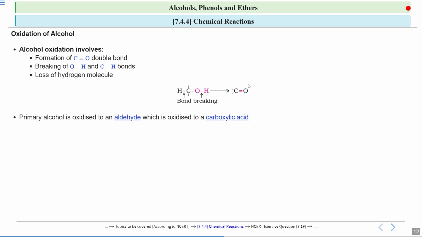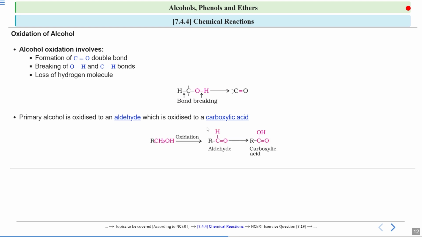Now what happens? Your primary alcohol is oxidized to an aldehyde, which is oxidized to carboxylic acid. So first your primary alcohols will be oxidized to aldehyde and that will be further oxidized to carboxylic acid.